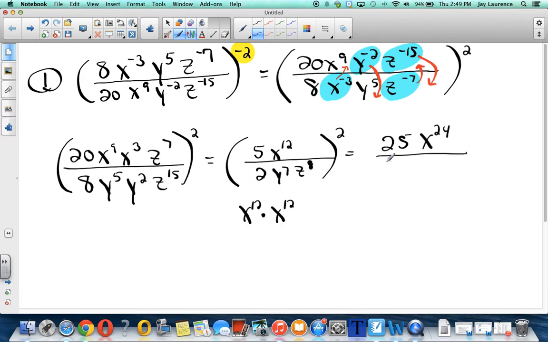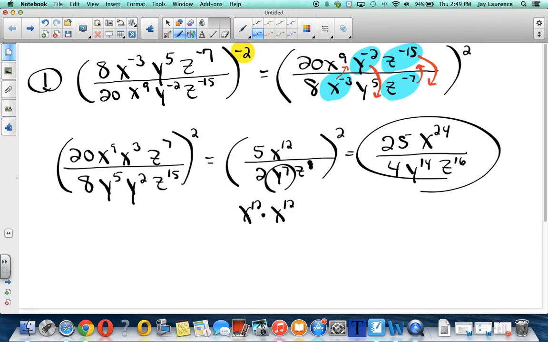All right, I'm going to get 2 squared, which is 4. Y to the 7th squared is going to be y to the 14th. Okay, and then Aiden will do the hard part for us. Z to the 8th squared. What's that, Aiden? Yes, you're right, z to the 16th, and we are done.